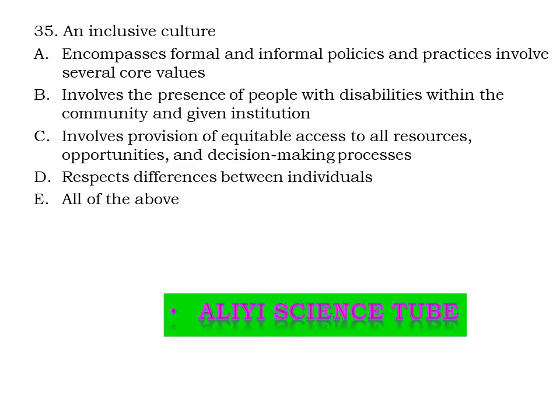Question number 35. An inclusive culture: A, encompasses formal and informal policy and practice involving several core values. B, involves the participation of people with disability within the community and institutions. C, involves provision of equitable access to all resources, opportunities and decision making processes. D, respects differences between individuals. E, all of the above. So the answer should be all of the above.